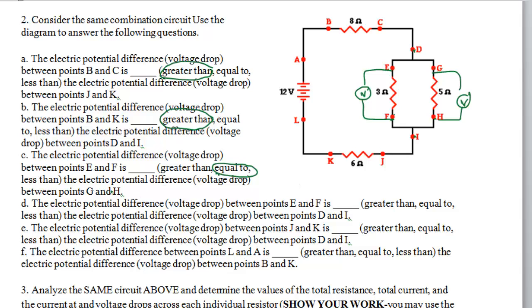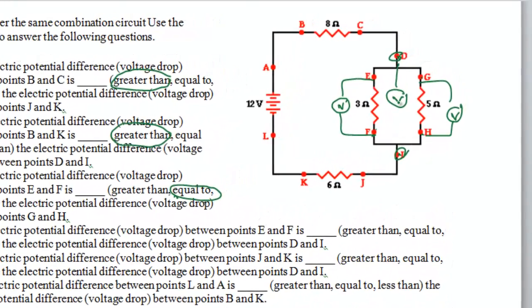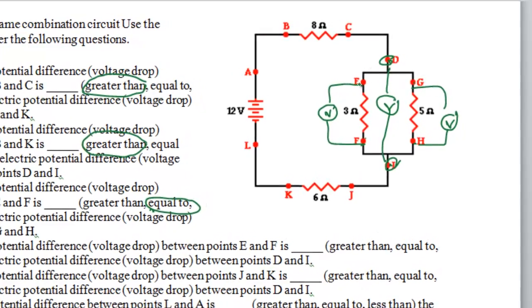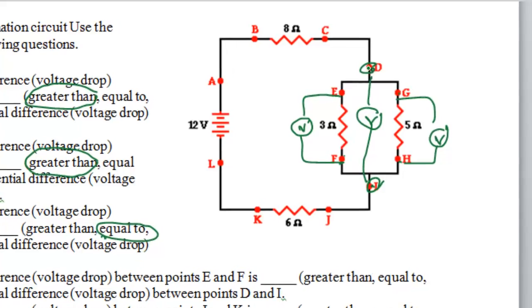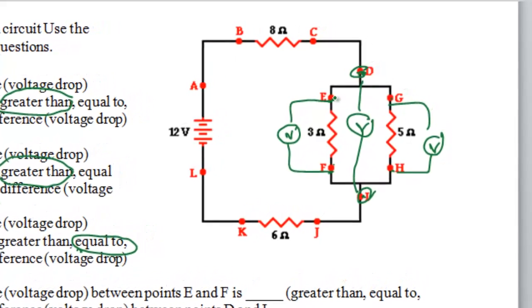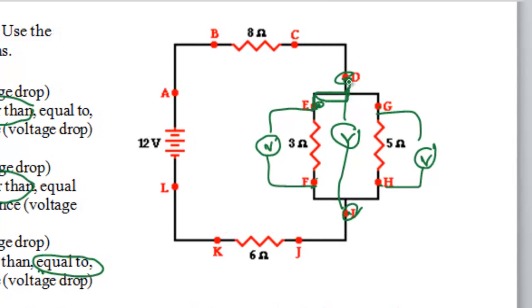Okay, if you look at question D, the voltage drop between E and F, how is it compared to the voltage drop from D to I, which will be from this point to this point. Again, if you connect a voltmeter here, the answer is exactly the same. Again, if you look at the potential here, the potential between D and F is the same. There are no resistors between D and F. The only time you have voltage drop is when you have resistors.